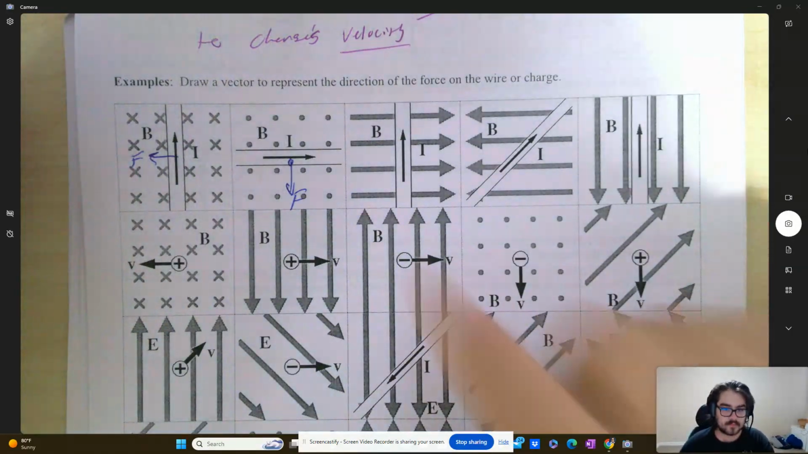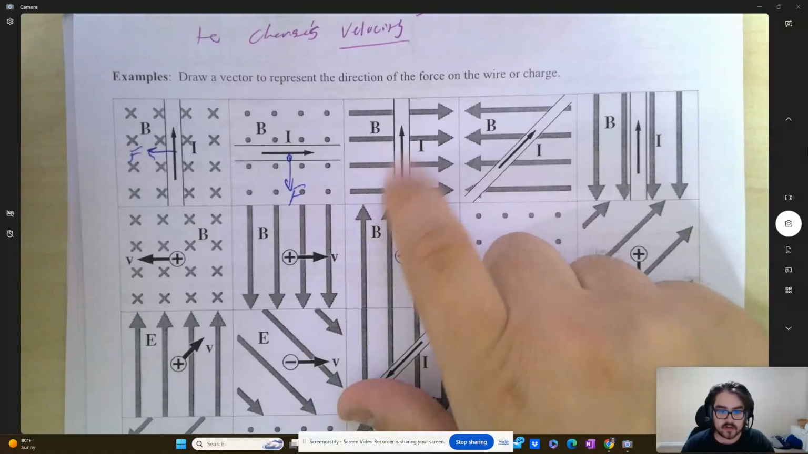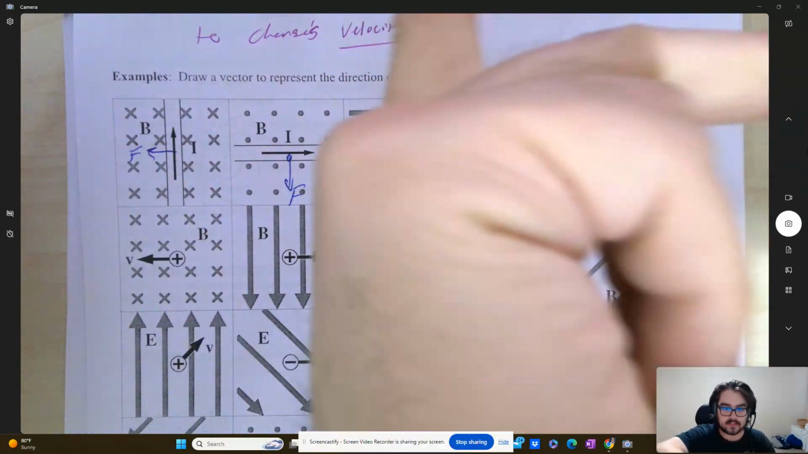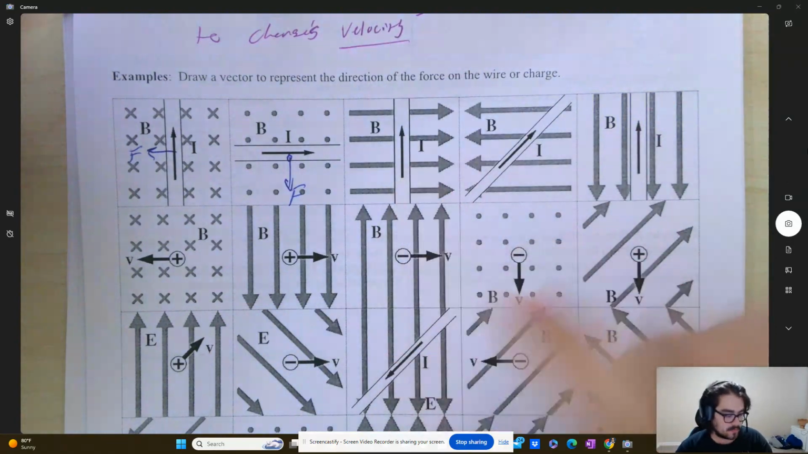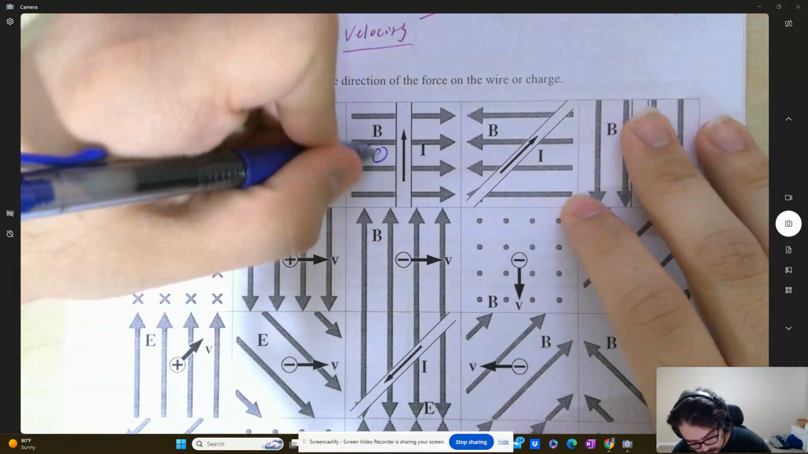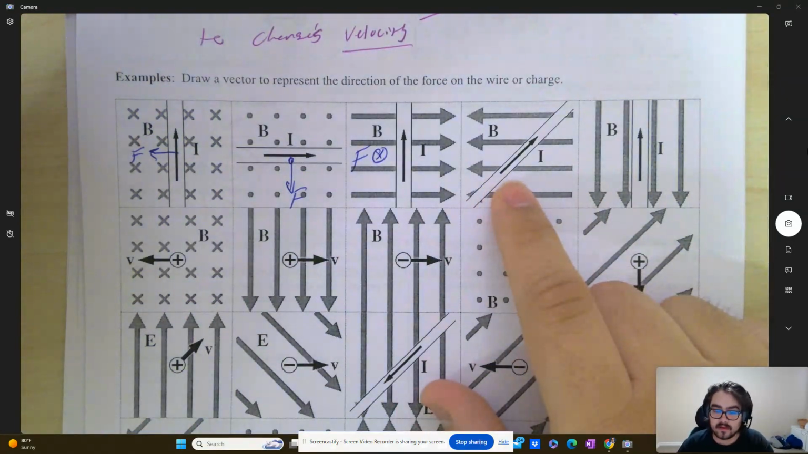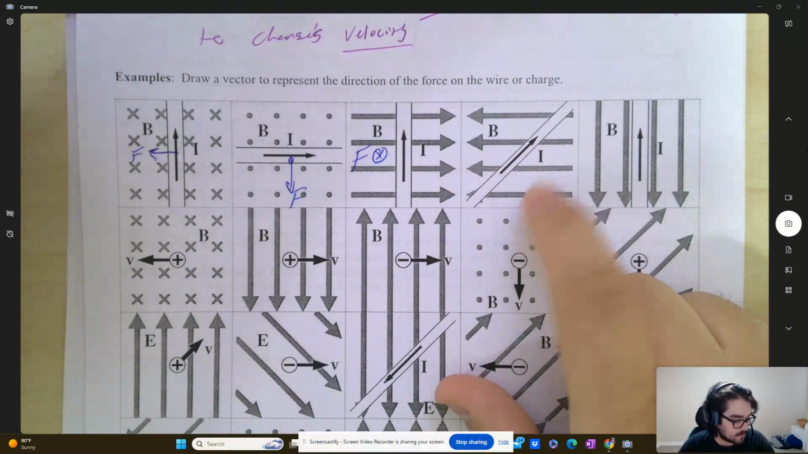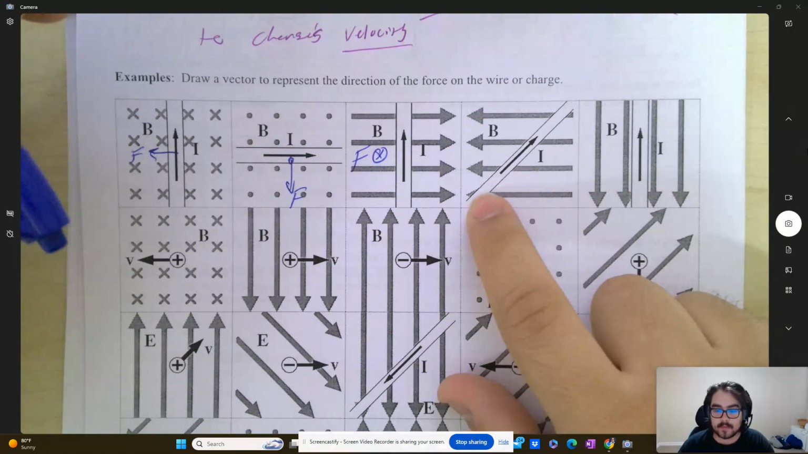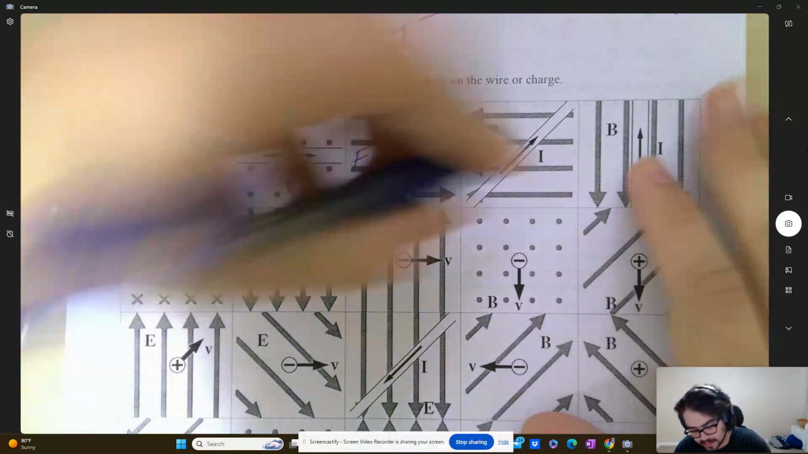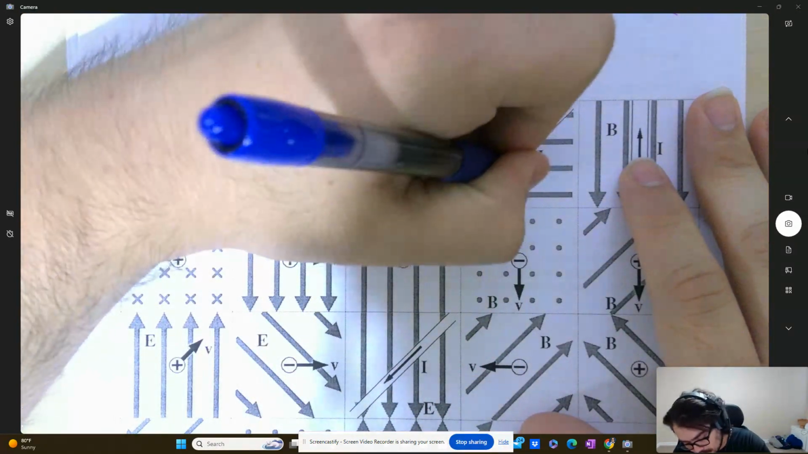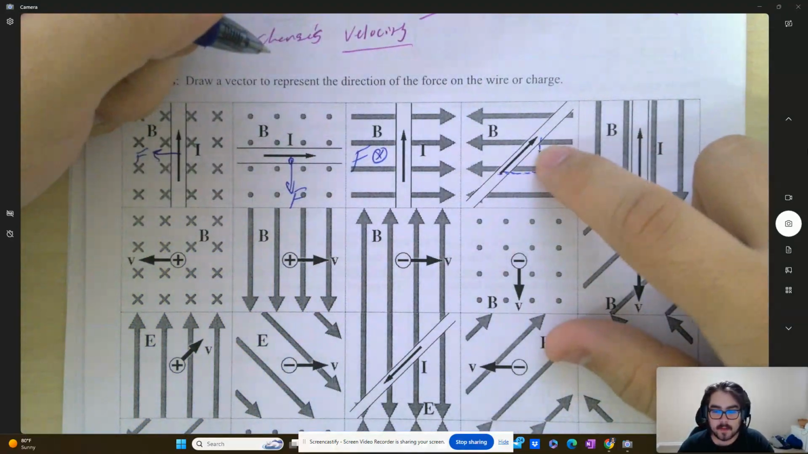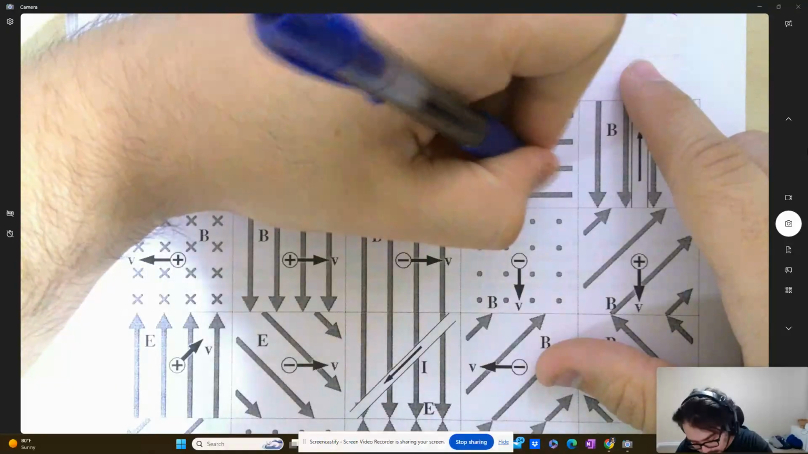Okay. B field going to the right, current going up. Okay. Current going up, B field to the right. We would see that my thumb goes into the page, so the force is going to go into the page. Okay. Here, current is going diagonally up where the B field is going to the left. Now here's a fun fact, okay? So this current technically has a component that is parallel to the B field and then perpendicular to the B field. We only care about that perpendicular component, okay?